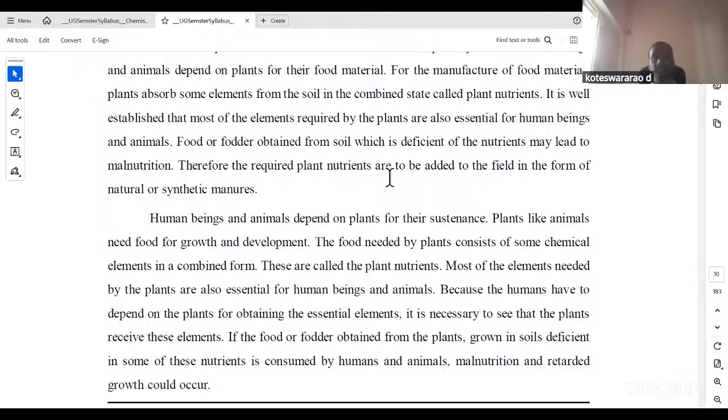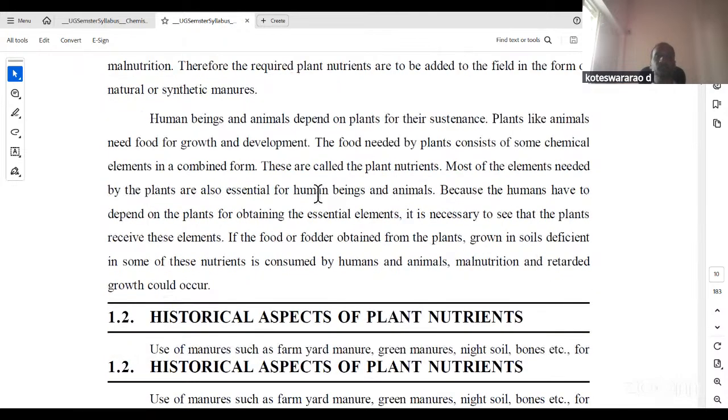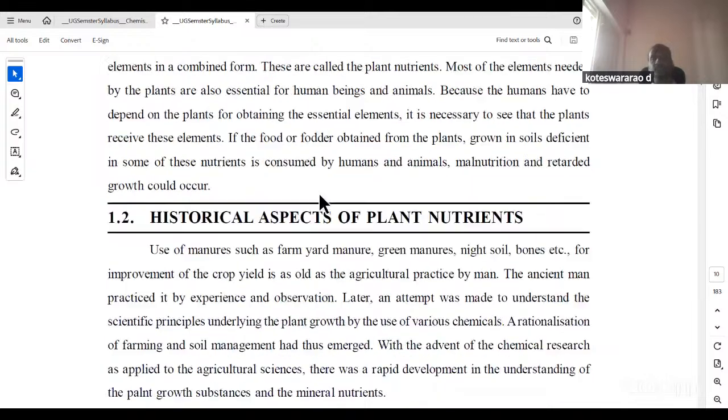Whatever the material, the chemical components, the chemical composition, or the formulations we apply for correcting this deficiency are known as manures or fertilizers. Now, some historical aspects of plant nutrients. What kinds of plant nutrients are generally seen?